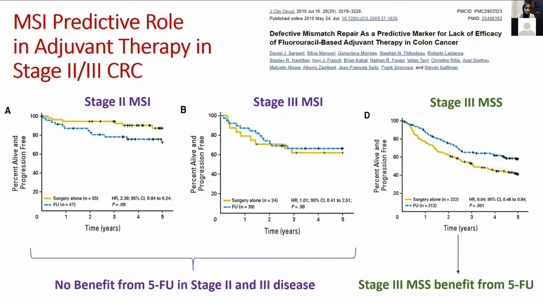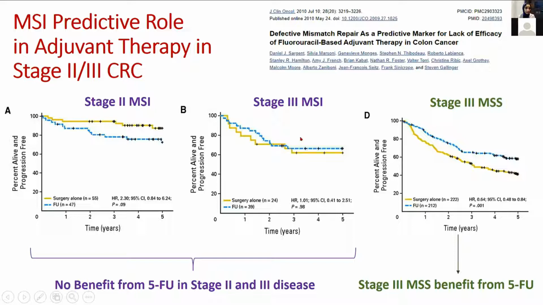As far as predictive role for adjuvant therapy, of course, MSI also has a predictive role in predicting benefit for 5-fluorouracil, which is the most common chemotherapy regimen used in colorectal cancer, especially in deciding on adjuvant treatment in stage 2. So for MSI high colorectal cancer, as you can see here in the blue line, the microsatellite high treated cases show worse progression-free survival in comparison to the non-treated group.